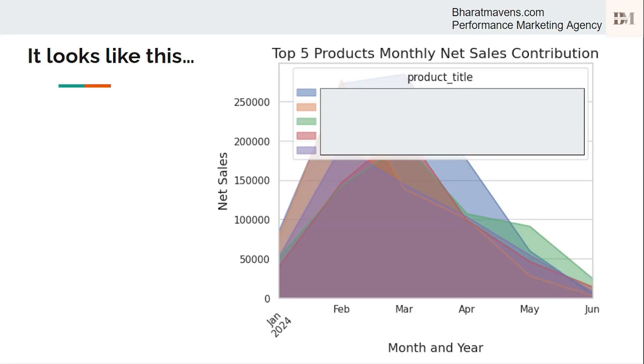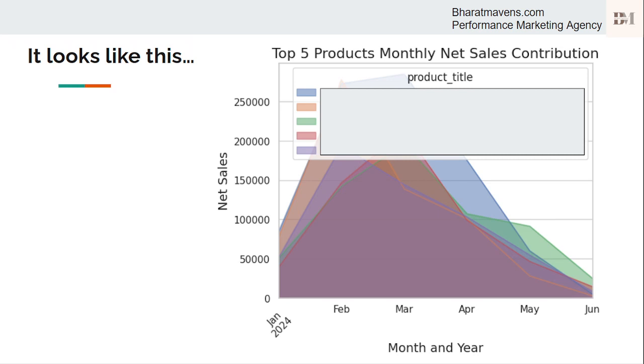What does an area chart mean? It looks like this, where there is product on the x-axis. It is all about your time, and then net sales for each product. You plot it as a distribution of your revenue. What is the percentage of your revenue coming from this particular product? That is what you plot in this area graph.